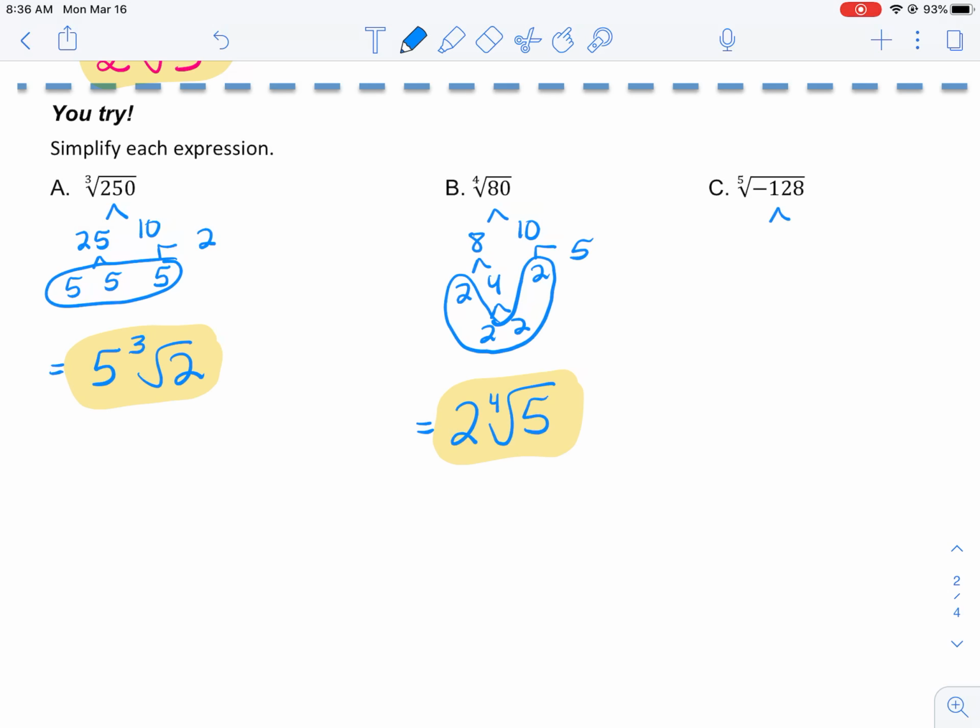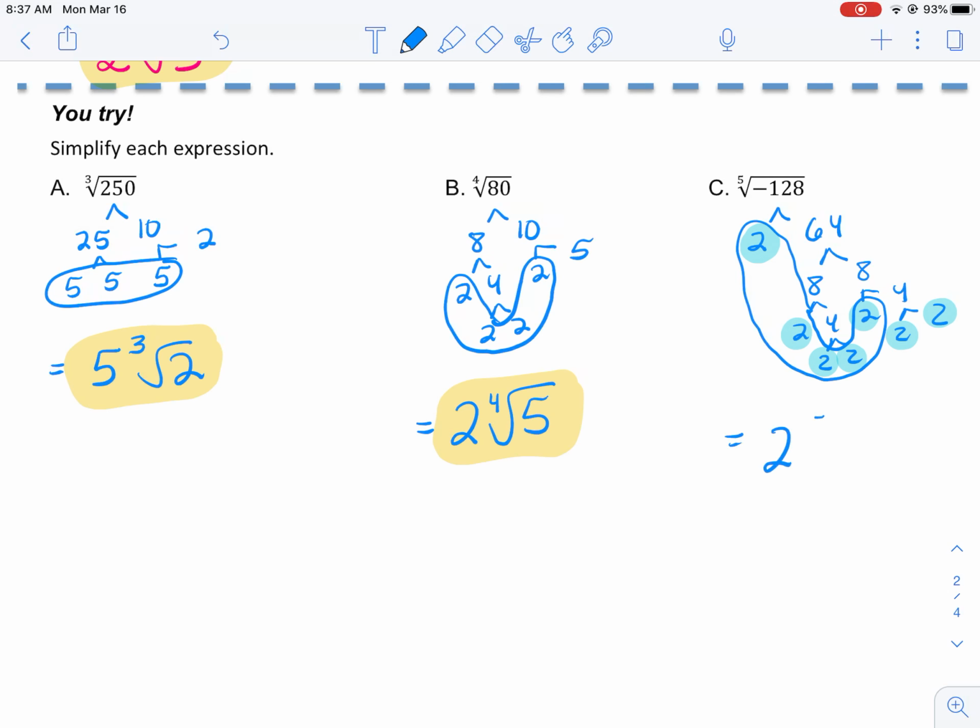And then lastly, I'm going to do 2 and 64. I'm going to ignore that negative till the end. 8 and 8, 2 and 4. I need 5 of a kind, so it's a little tricky to find the ends here. We've got a 2 here, 2 here, 2 here, 2 here, 2 here, 2, and 2. Okay, so I need 5 of them. I'm going to grab 5 of them. I've got 1, 2, 3, 4, 5. Okay, so I'm going to take a 2 out, and then I've got the 5th root of 4.